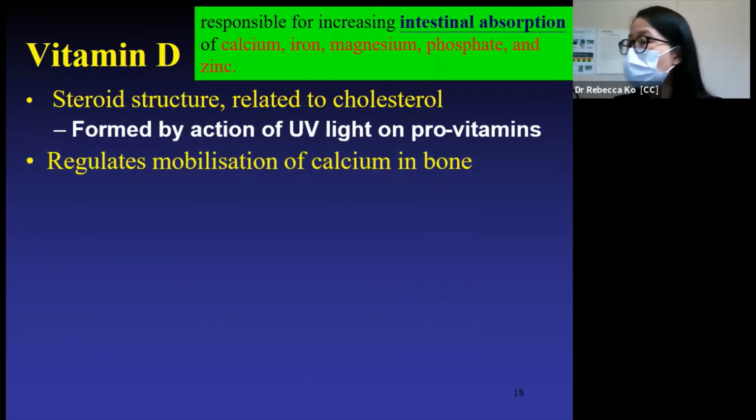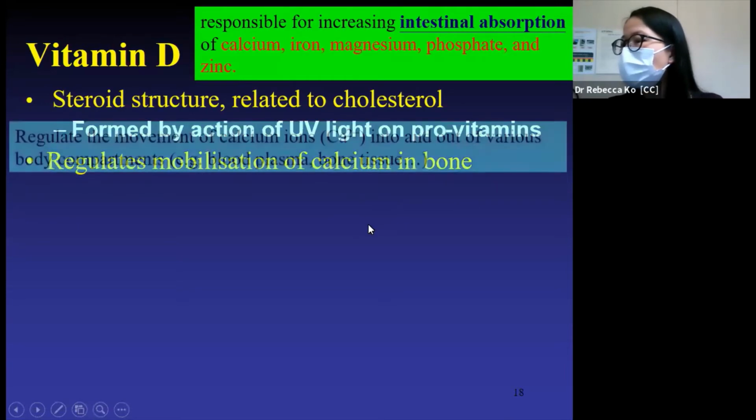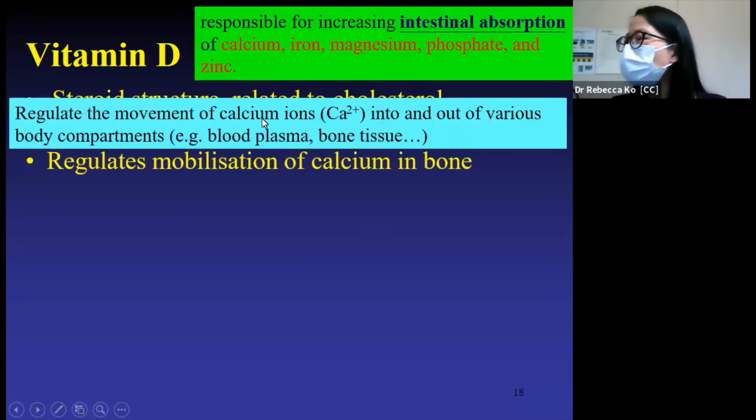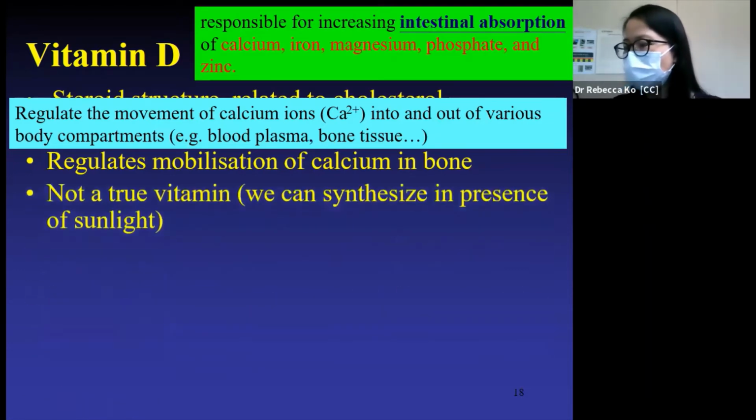Actually, vitamin D is very important because it regulates the mobilization of calcium in bone. For the calcium ions, we need vitamin D to help us regulate the movement of it into and out of various parts of the body, let's say blood plasma, let's say the bone tissue. So we need vitamin D to help us control the movement of calcium ions.